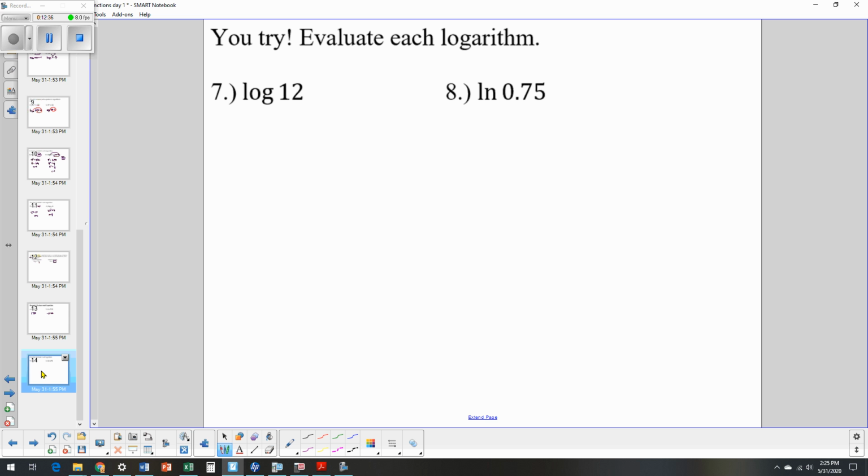All right, so you're going to try the last two using your own calculator, evaluate each. You can pause now, and when you're ready, come back and check your answers. All right, so if you got those, 1.079 for log 12, negative 0.288 for natural log of 0.75. And that is actually it for this part of the lesson.